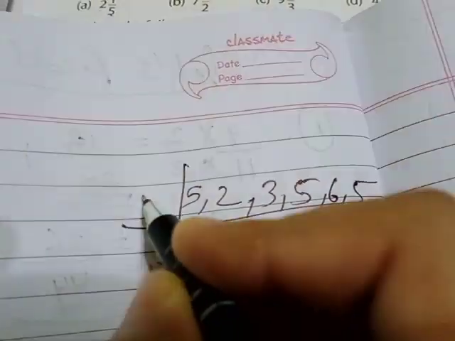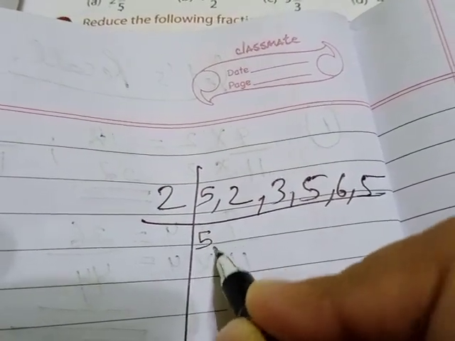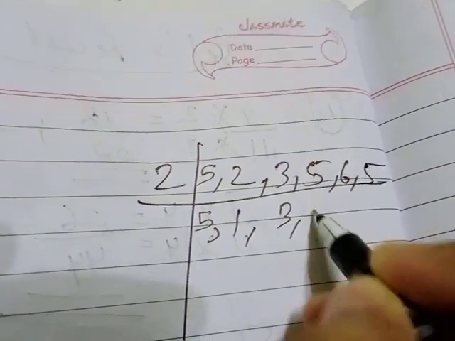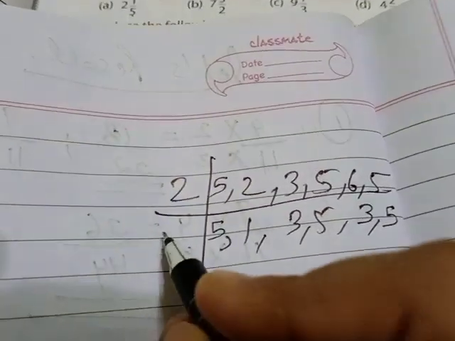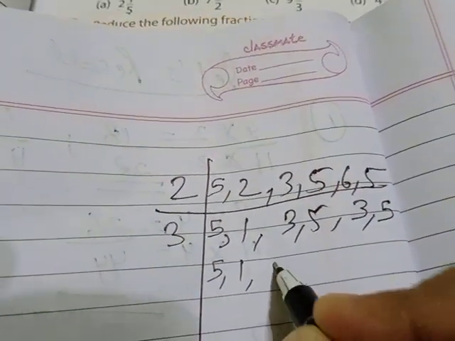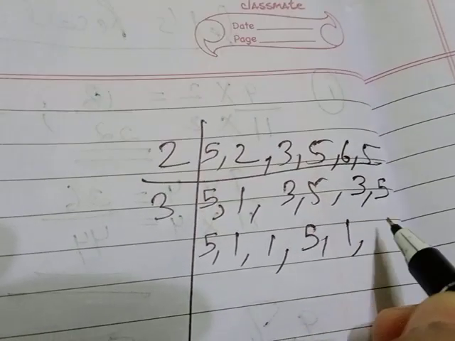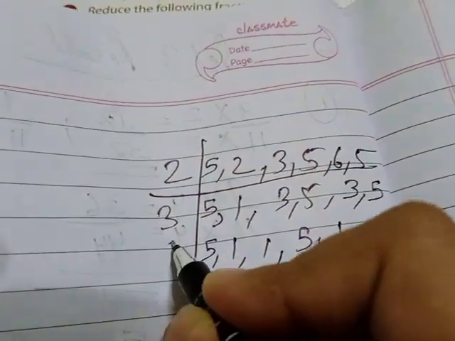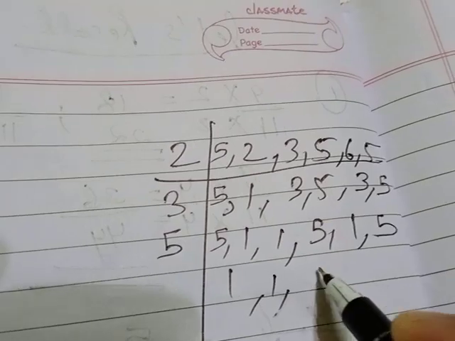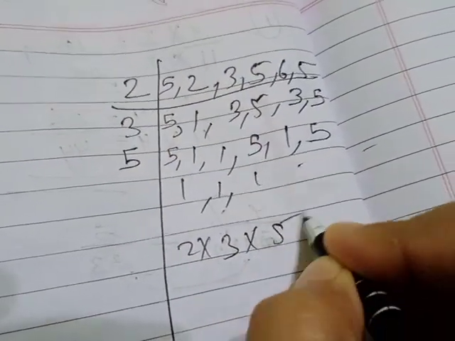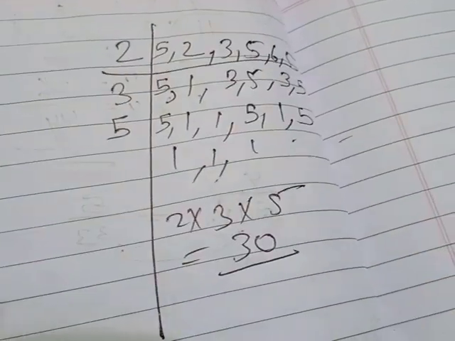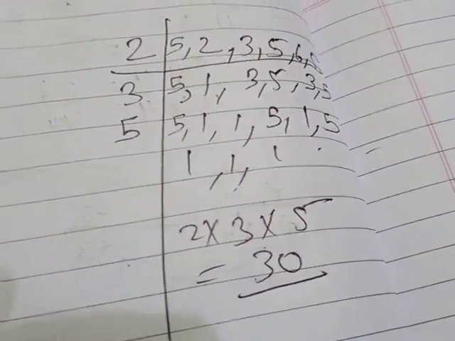So first of all, begin with 2. 5 is not coming in the table of 2. Here 1, then 3, 5, 2 3s are 6, again 5. Now we'll come to 3: 5, then 1, 5, 1 and 5 again. Now in the table of 5, 1, 1, everywhere 1. So 2 into 3 into 5, 2 3s are 6 and 30. The LCM which we get here is 30.